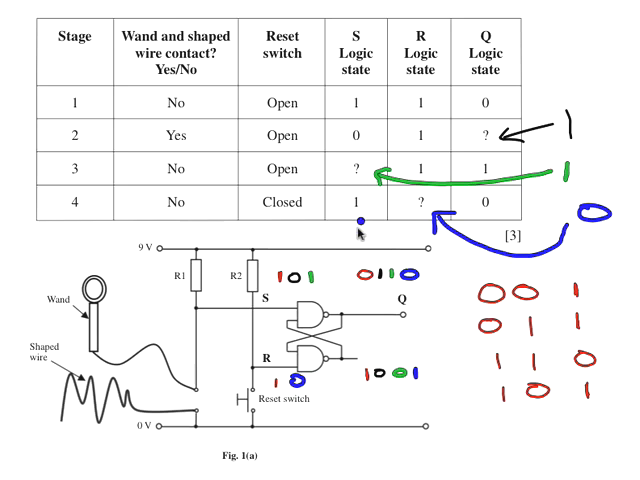And set is a 1. Oh, it's still a 1, isn't it? So that's it. So the answer for that, filling out the table, S is a 1, Q is a 1 over here, and R is a 0.